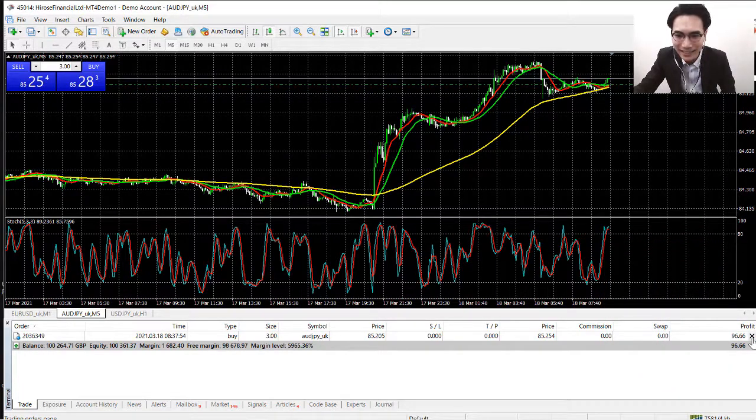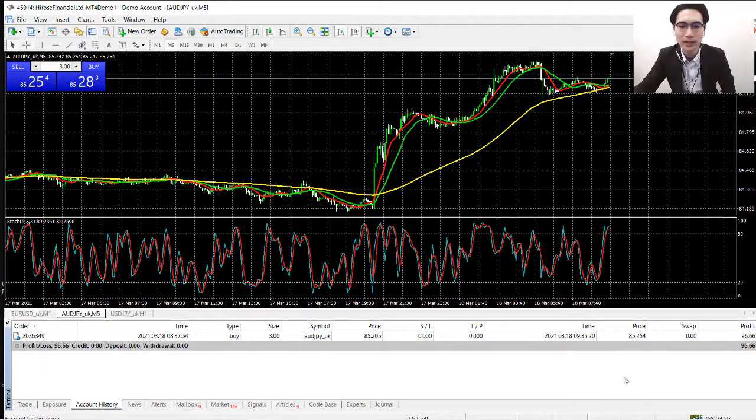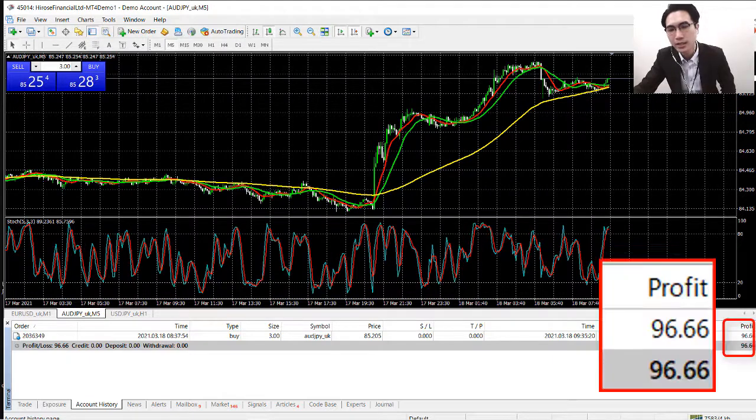So I'm guessing I will close this one here. Okay, $90. So yep, I will close it. Just click on it. Okay, close. Now let's take a look at the account history. The trade ended in profit, and the duration of this trade was just about an hour. So 1 hour, around $100 profit.